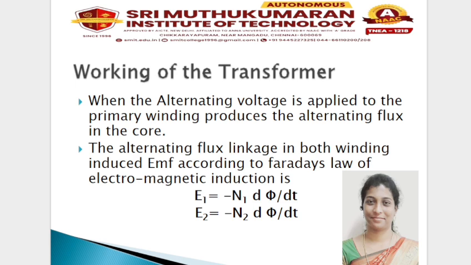According to Faraday's law of electromagnetic induction, this change in flux induces EMF in both the windings. The induced EMF in the primary winding opposes the applied voltage, while the EMF induced in the secondary winding appears across its terminal. When a load is connected to the secondary, current flows through the load. The power is transferred from the primary to the secondary through the magnetic flux.